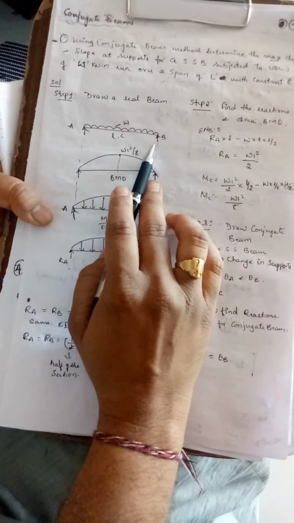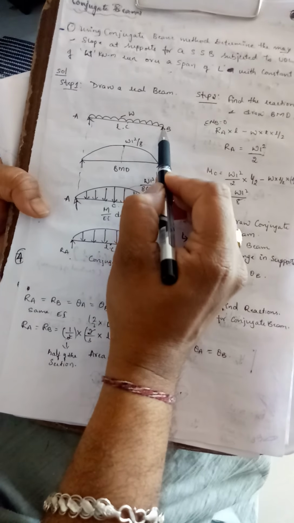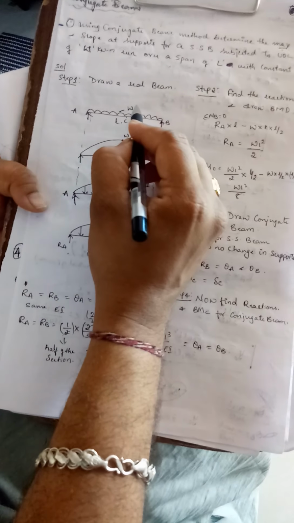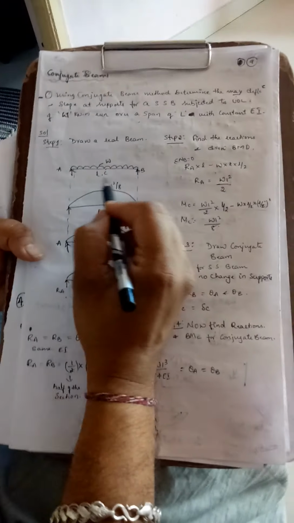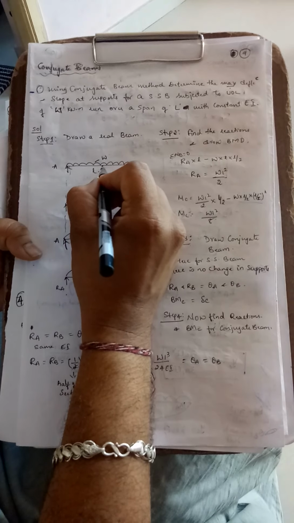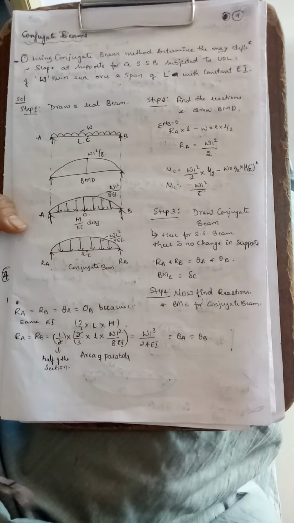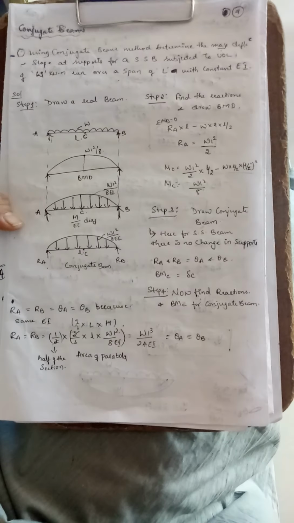First, draw the real beam. The real beam is what? The simply supported beam which carries the W kN per meter over length L, and he told the midspan, that is at C point. Okay, first step for the real beam, we need to draw the BMD.